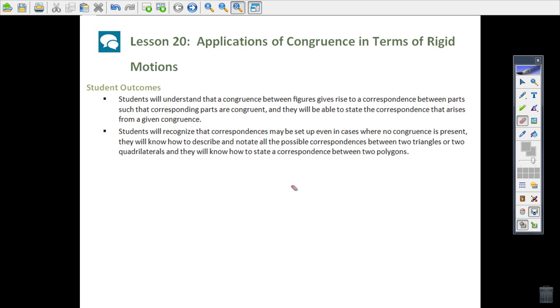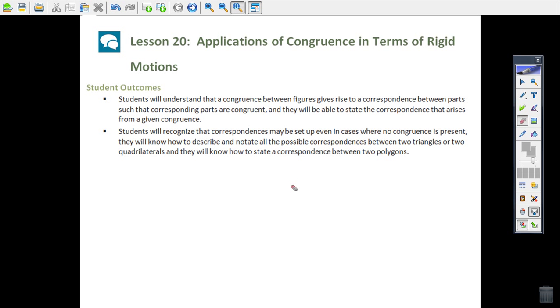We're going to talk about figures being congruent, but if figures are congruent, that means that there's a correspondence between the parts of the figure, so that corresponding parts are congruent. And hopefully you'll be able to state the correspondence that arises from a given congruence. And you'll be able to recognize that correspondences may be set up even in cases when there's no congruence present.